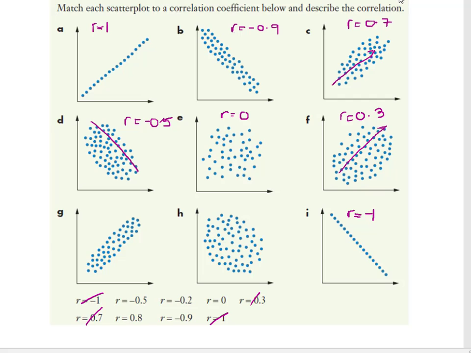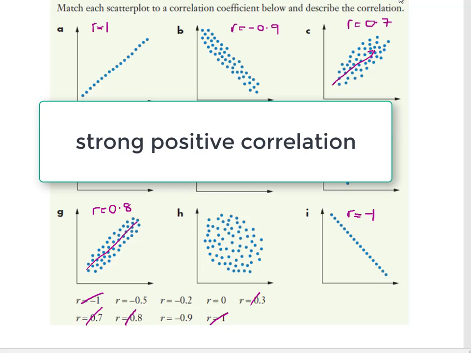For G, once again, my dots are going in a positive direction, and they're pretty close to that straight line I drew. So that means it must be pretty close to 1. So the correlation that best fits that is R equals 0.8. And that would be a strong positive correlation.